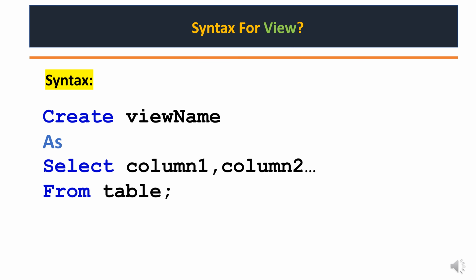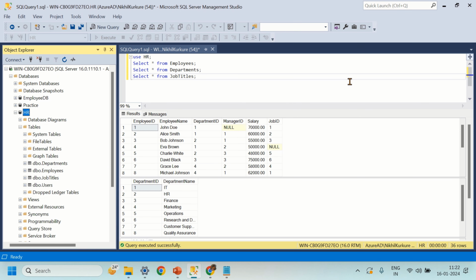So here, guys, what is the syntax for creating a view? It's very easy. Create view, your view name, as select column, whatever columns you are taking from the table. Here the AS keyword is very important. So let's start: how to create a view in MS SQL.